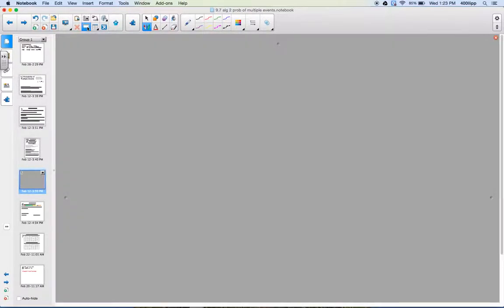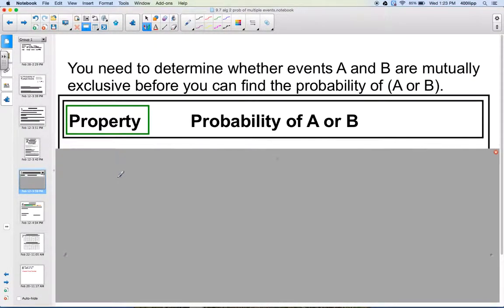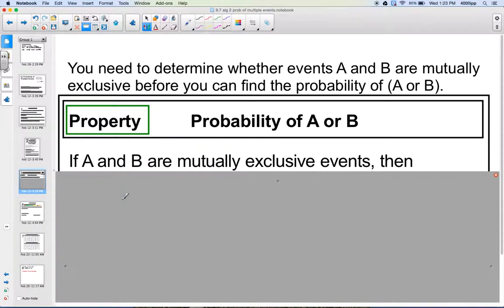Alright, so moving on here, we're going to look at the probability of A or B. We're going to start off by looking at when they are mutually exclusive events. If they're mutually exclusive events, it means they cannot happen at the same time, just like when we were talking about the probability of rolling a 2 or a 3.